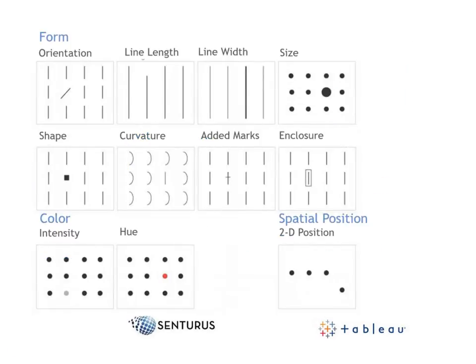In terms of what pre-attentive attributes are, in other words, your eyes will detect things like orientation and line length, line width, size, shape, curvature, etc., as well as color intensity and hue and spatial position.